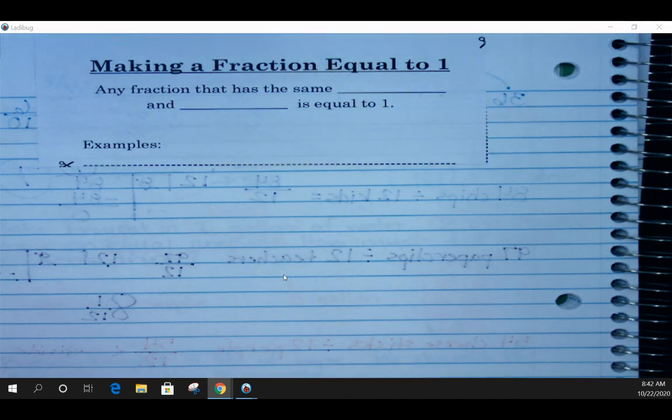So let's talk about this for a minute. If I want to make a fraction that's equal to 1, what does that fraction look like? What does that fraction look like? Turn and talk to your neighbor.